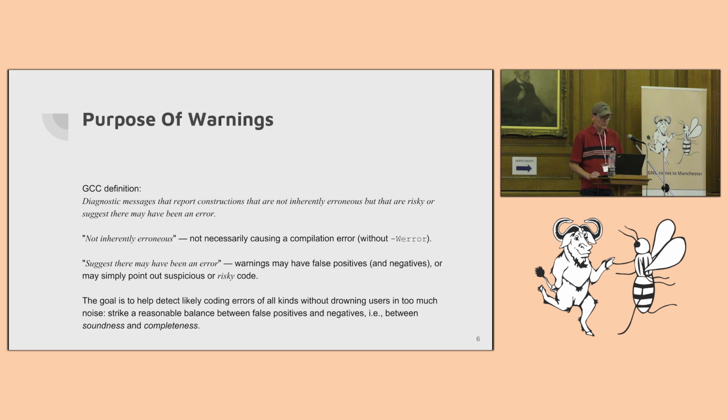The definition also suggests that there may have been an error, which implies that warnings, by their very nature, could have false positives and false negatives, or may simply point out suspicious or risky code. So the goal of warnings in GCC is to help detect likely coding errors of all kinds without drowning users in too many false positives, too much noise. It is to strike a reasonable balance between false positives and false negatives, between soundness and completeness, to use the static analysis terminology.